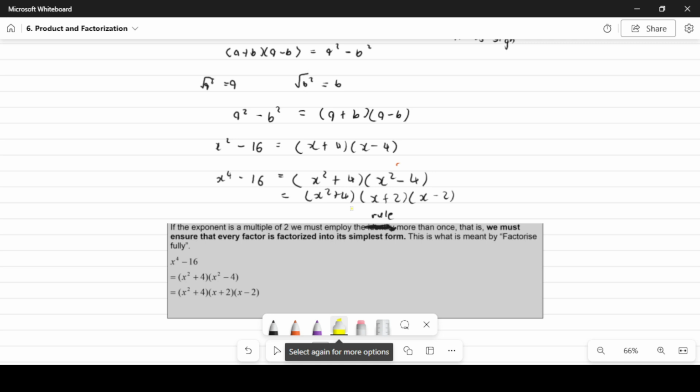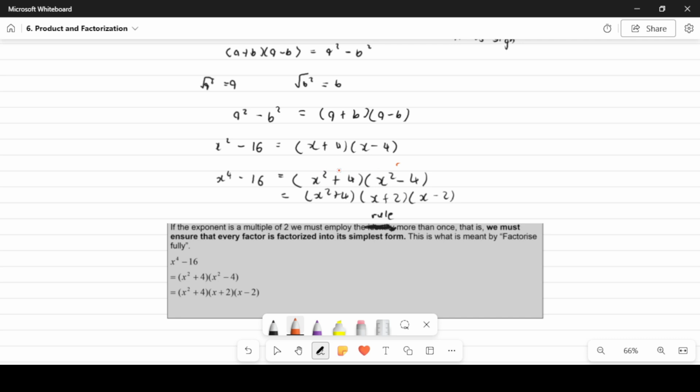Now, you will notice that in a lot of the questions, they'll tell you factorize fully. What that basically means is, for example here, I did the first level of factorization. Then I need to look at each factor and check, can I factorize those factors further? And if you can, then you have to factorize it. And that is what is meant by factorize fully. So you ensure that every factor, this factor and this factor, is in its simplest form.